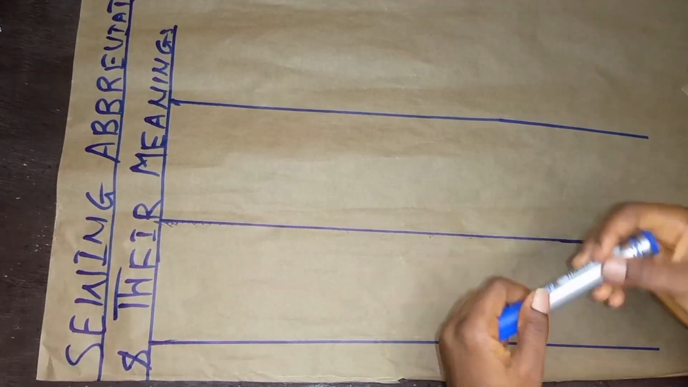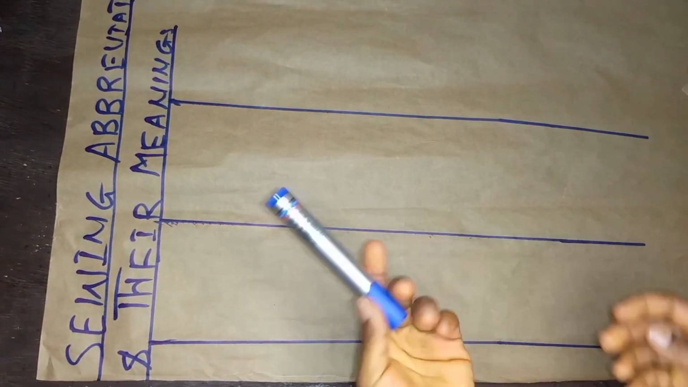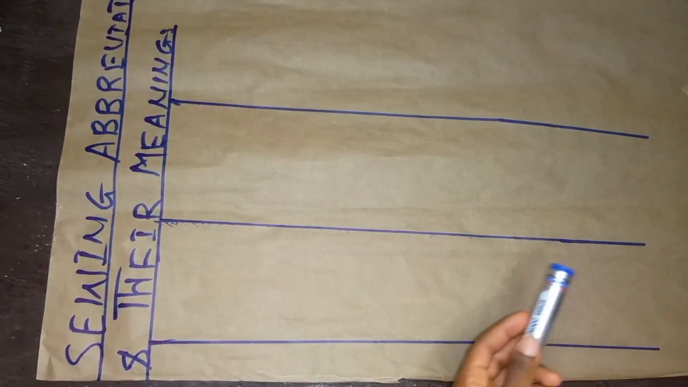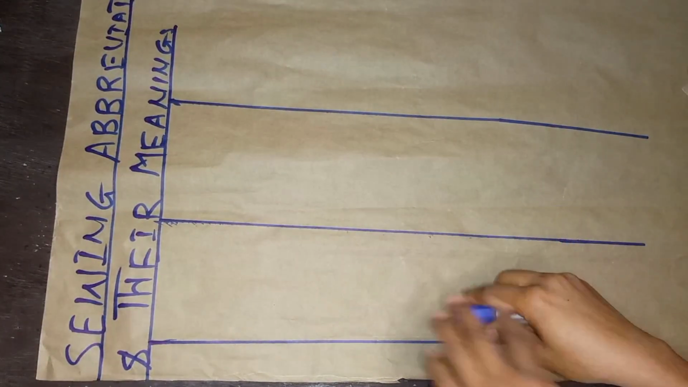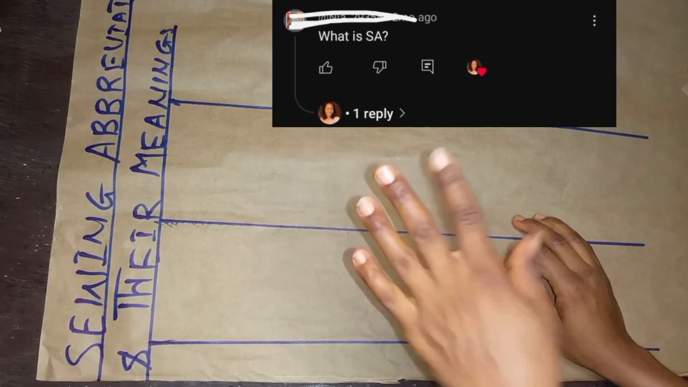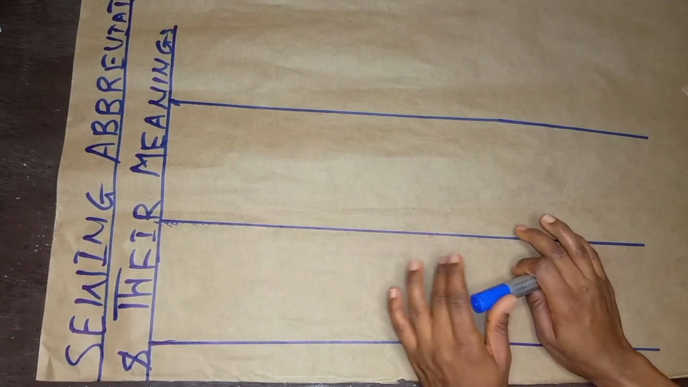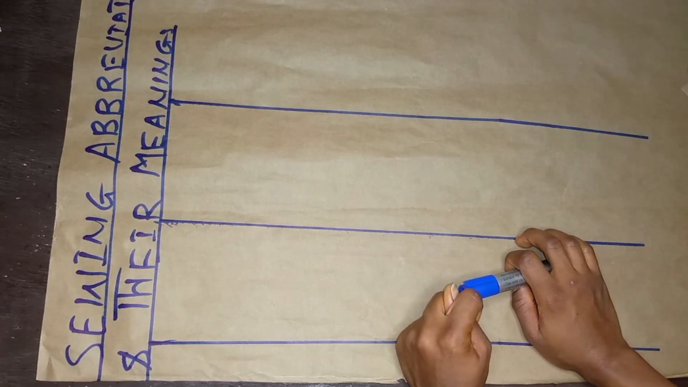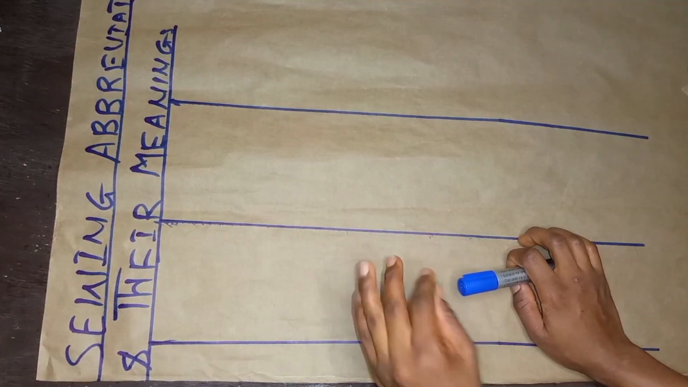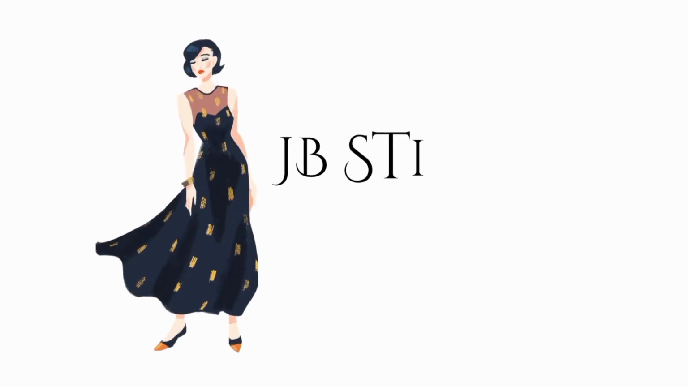In today's video, I will share with you abbreviations in sewing and pattern drafting. If you've ever struggled with interpretation of sewing patterns or abbreviations in pattern drafting and sewing measurements, this video is for you. I get a lot of questions from viewers: please, what is SA, what is CB, what is BP, and the rest. So today I've decided to give the full meaning of some common abbreviations we see in patterns and body measurement. If you're interested in all of this, please come with me and let's get started.